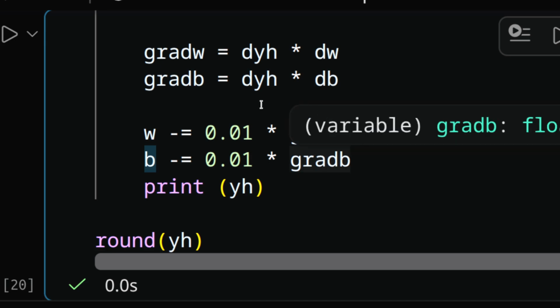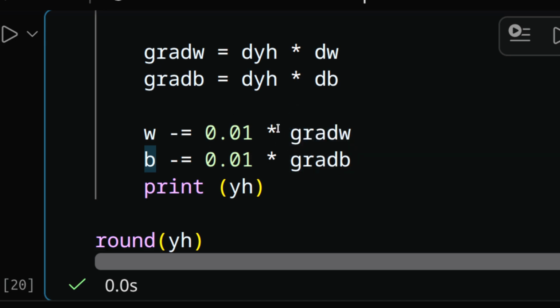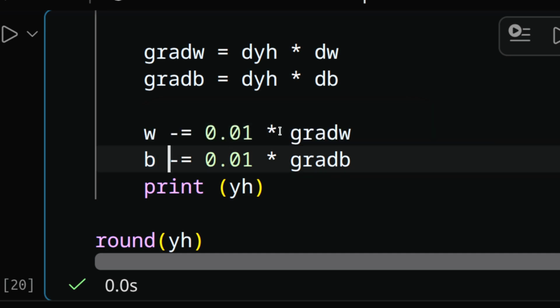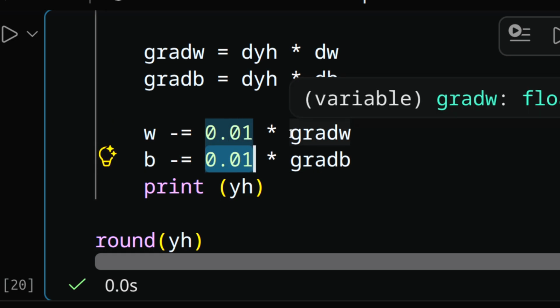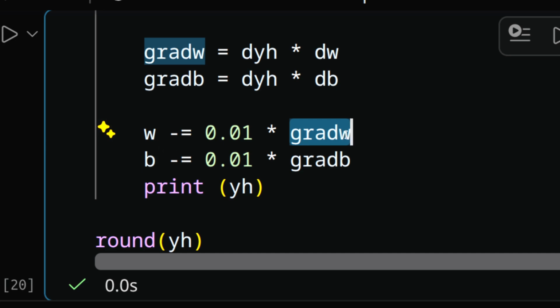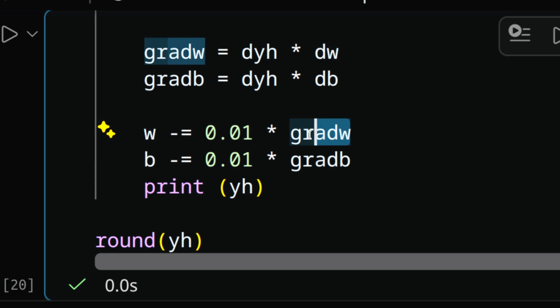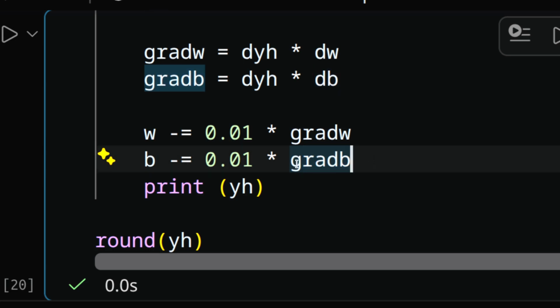And down here is the update. This is where it actually changes the values so it learns. So this is the learning rate. I set it at 0.01. So multiply that by the gradient. Like if I'm changing the weight, then I multiply this part with the gradient of the weight. And the bias, multiply with the gradient of the bias.